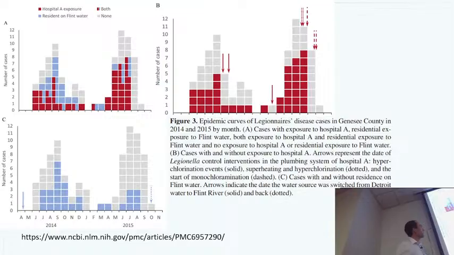They're getting sick. So maybe the gray ones are what would have happened normally, or maybe there's some other exposures that were also associated. That's a little hard to tell. These lines here are those added chlorine dosing. Arrows represent the dates of Legionella control interventions in the plumbing system. So hyperchlorination in solid, superheating and hyperchlorination in the dotted. So that's what they were doing to try to control it.